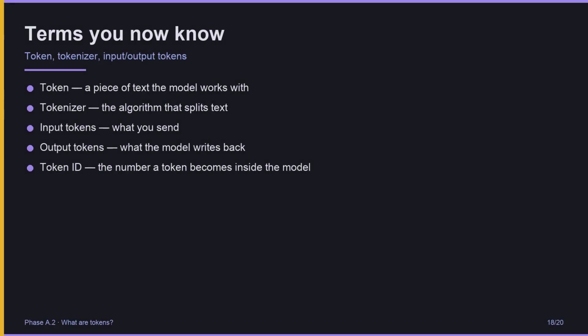Here are the terms you now know. Token, a piece of text the model works with, usually 3 or 4 characters. Tokenizer, the algorithm that splits your text into tokens. Input tokens, what you send. Output tokens, what the model writes back. Token ID, the number a token becomes inside the model. 5 terms. You now know more about AI internals than most people who use it daily.